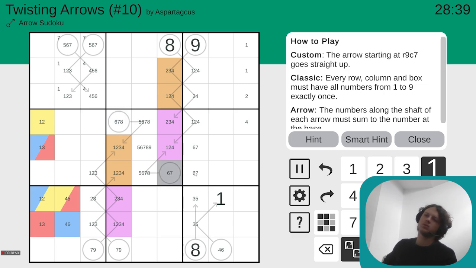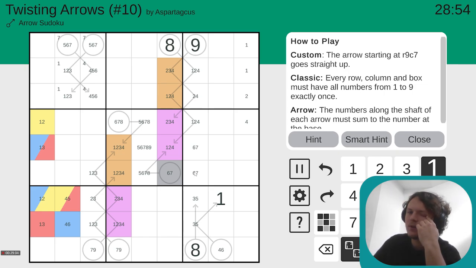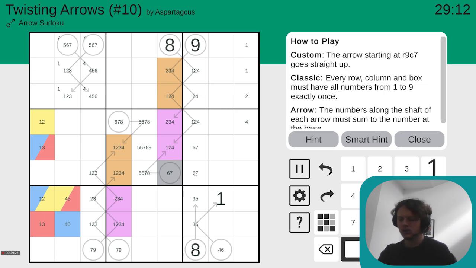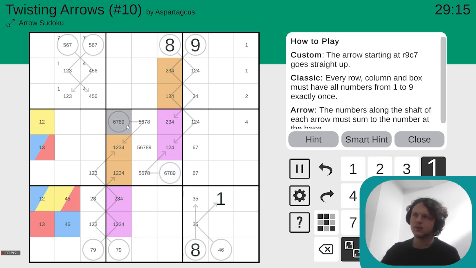Why can't it be 9 actually? Because 9 plus 5. Why did I rule out a 9 because it couldn't sum to 14? But what if it summed to 15 with a 6? So it could still be a 9. Yeah, it could still be a 9. Wait, okay. So we've gone nowhere. I'm glad I checked that again.